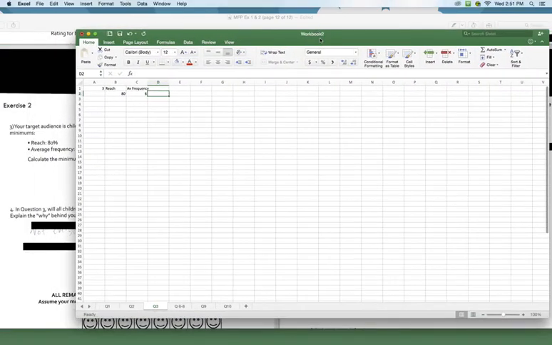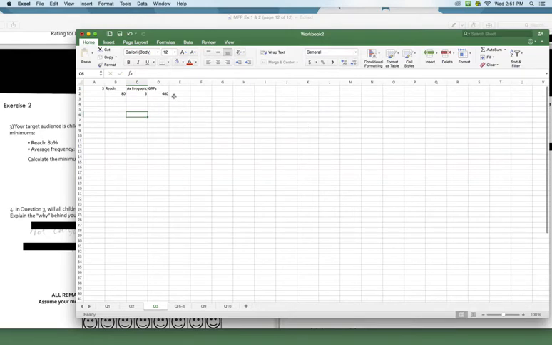Very simple. You just take this information, 80 in this case, so we're going to do reach times frequency, and you get 480 GRPs. So GRPs, not GRDs. So these are your GRPs for this particular section.